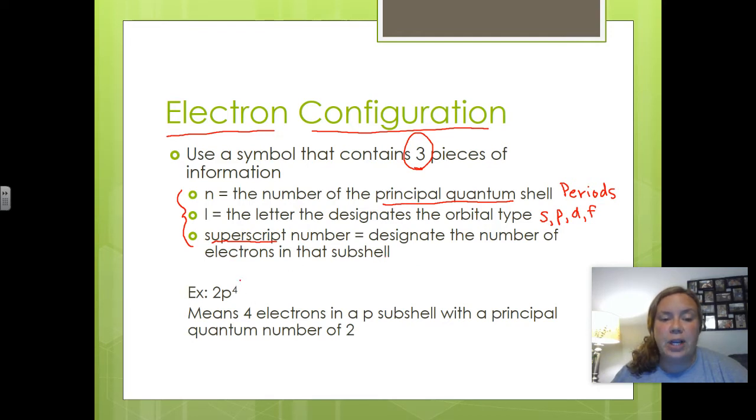So for example, if we look at this piece of an electron configuration, we have this 2, and that's the number of the principal quantum shell. We have the p, and that tells us the orbital type. And then the 4 tells us how many electrons are in that particular orbital.